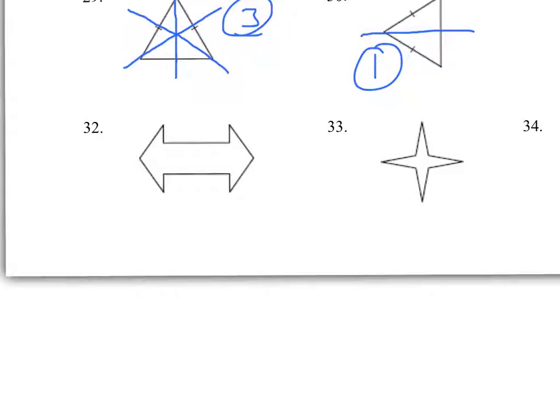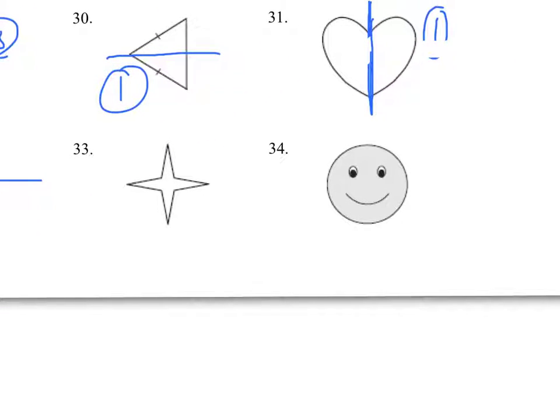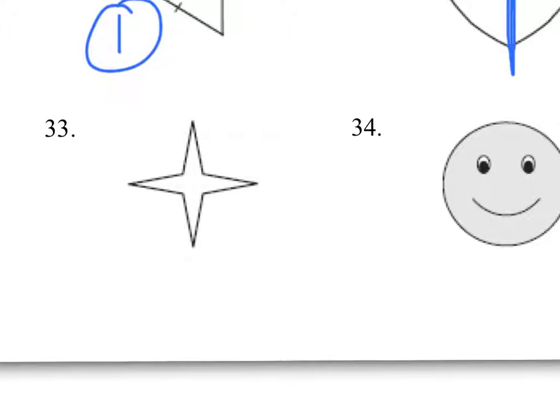Number 32, we have a couple here. You could split this right down the middle. That's one. You could also split it this way. So a vertical line and a horizontal line are 2 of our most common ways that we can use symmetry. Let's take a look at this one, number 33. I might zoom in on it a little bit.